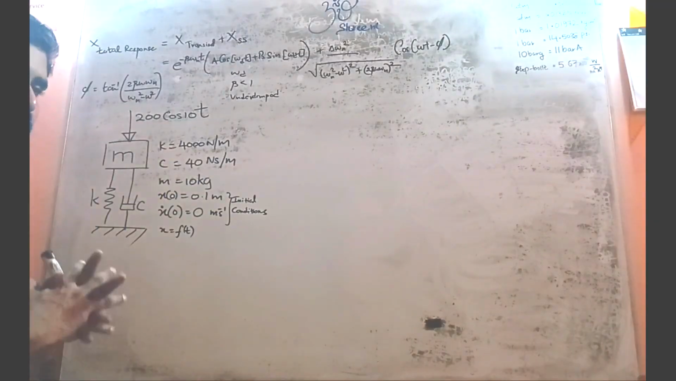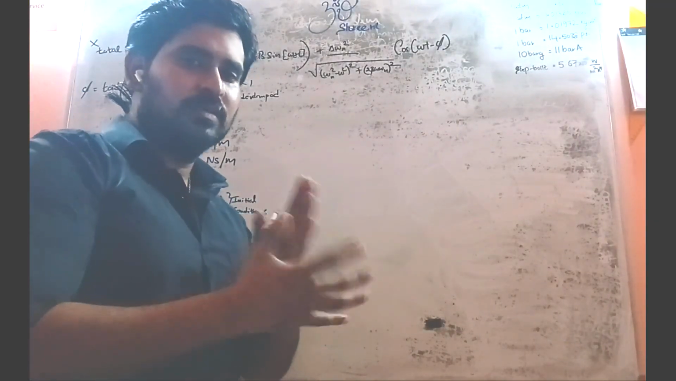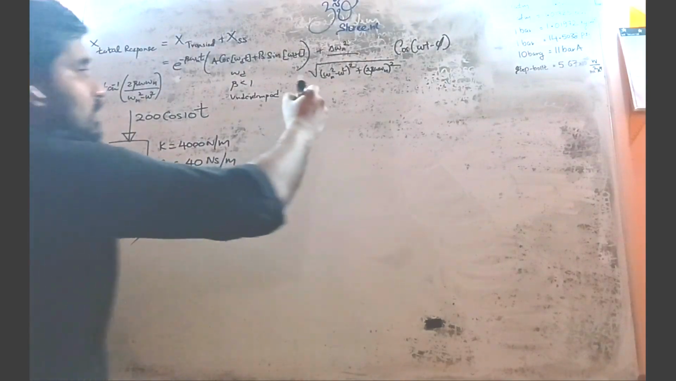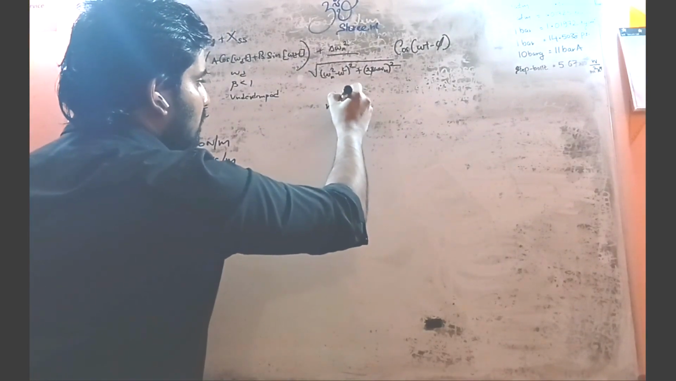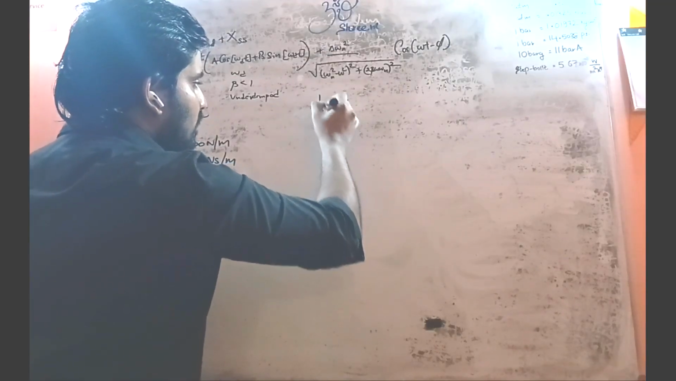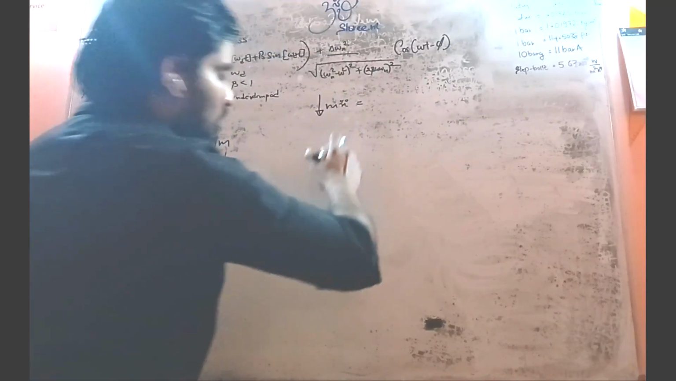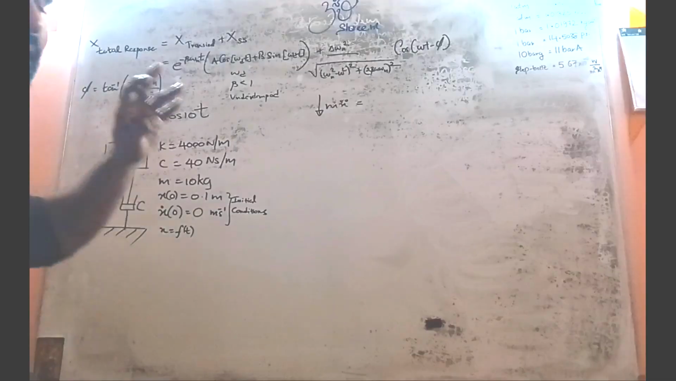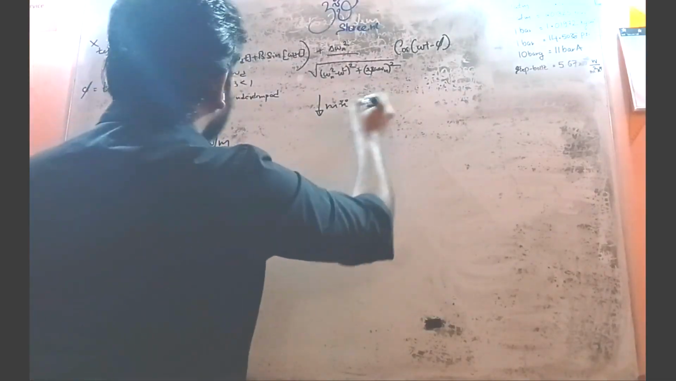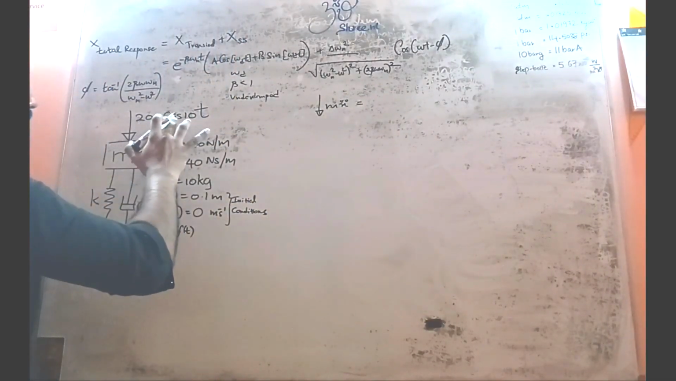First of all, let's write the equation of motion, right? I'll better write it here, mx double dot acting downwards, because that direction I'm going to consider as the positive direction, right? And this excitation force is also acting along the same direction. So what is that? 200 cos 10t.